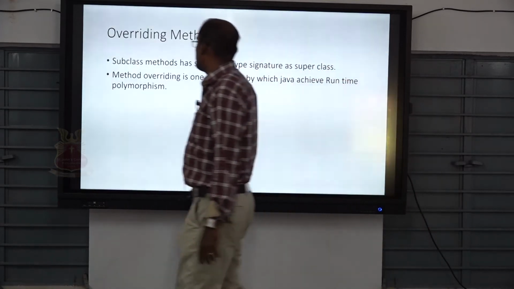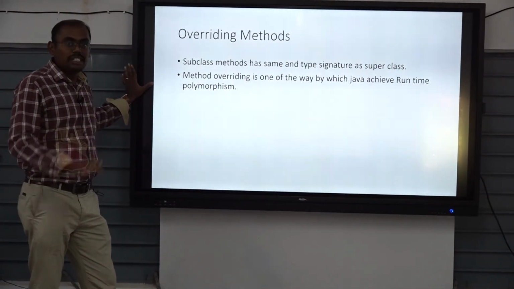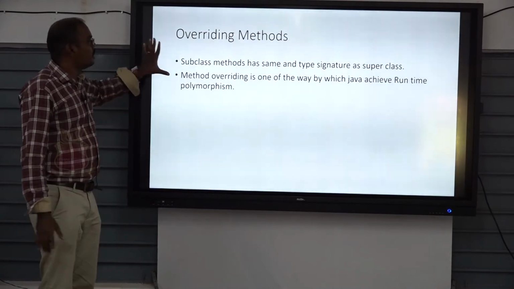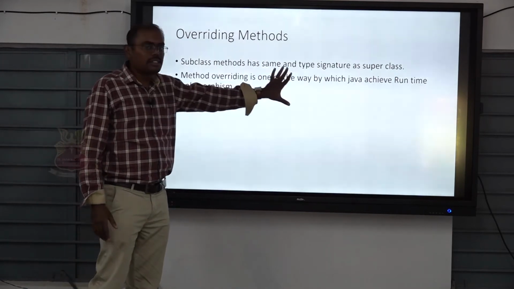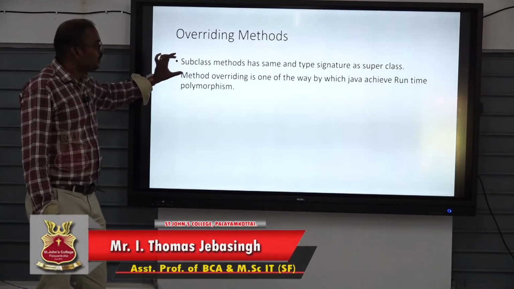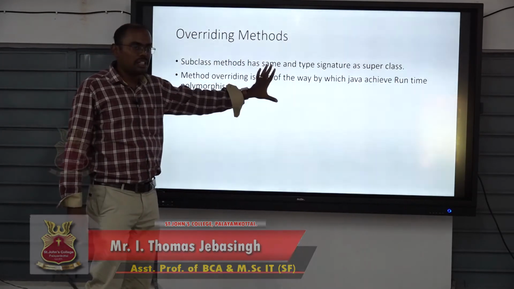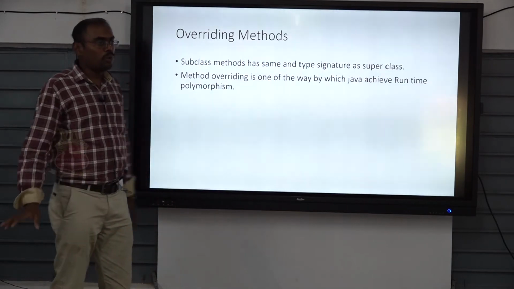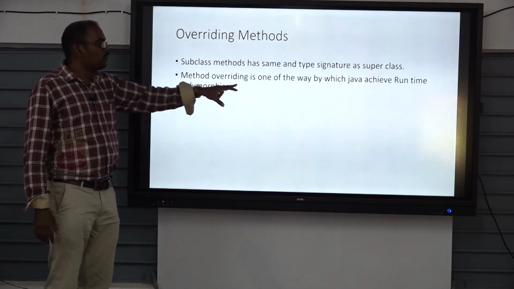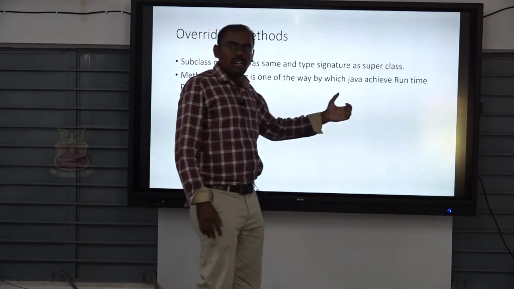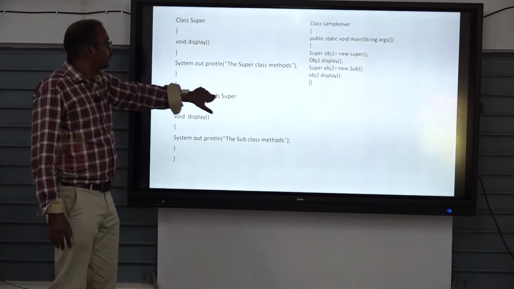Next we see overriding method. In the previous one, overloading method, there are two or more methods in a single class. This one is overriding method. When a subclass method has the same name and type signature as the superclass method, with no variation, and also the same number of parameters, there is no variation between subclass method and superclass method. Method overriding is one of the ways by which Java achieves runtime polymorphism.